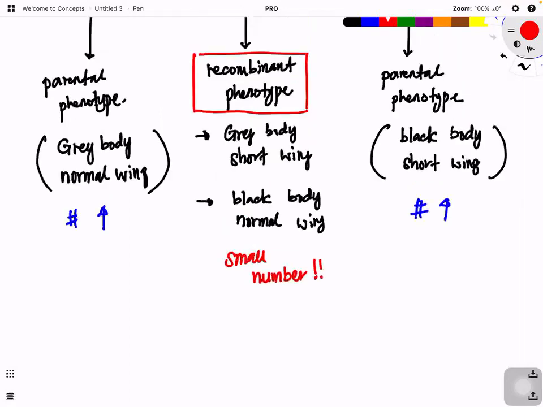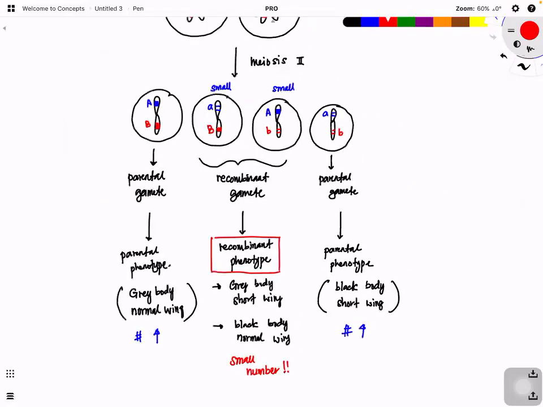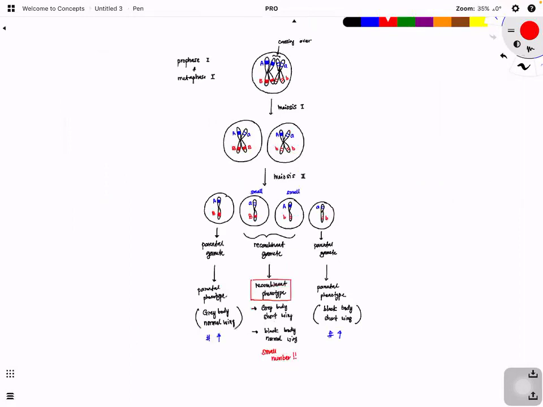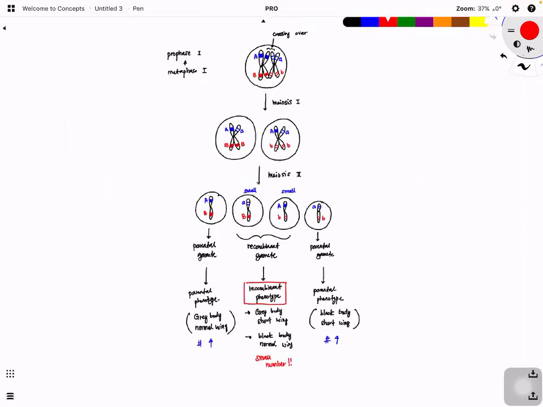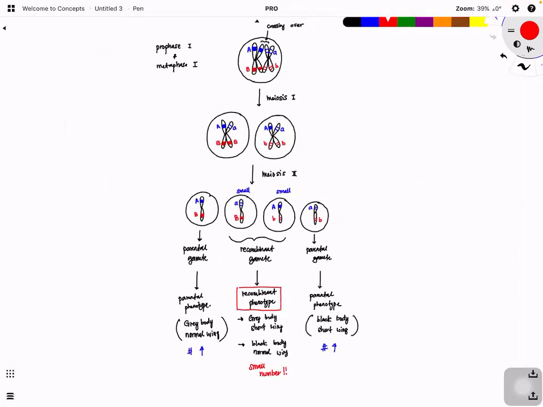Later I will summarize again. If you want to copy it out, you can, or take photo screenshots. Please do it. So this is the explanation of why we have a small number of recombinant phenotypes: it is due to crossing over. Later I will summarize in an exam question how you answer the question, because autosomal linkage is a little bit confusing.